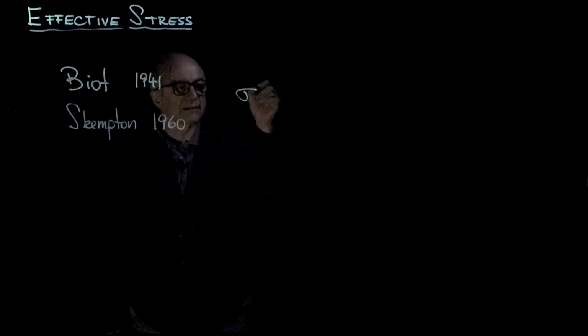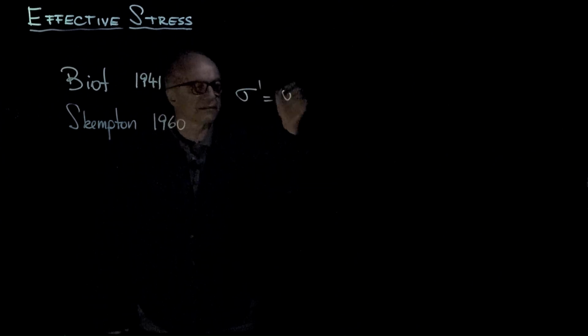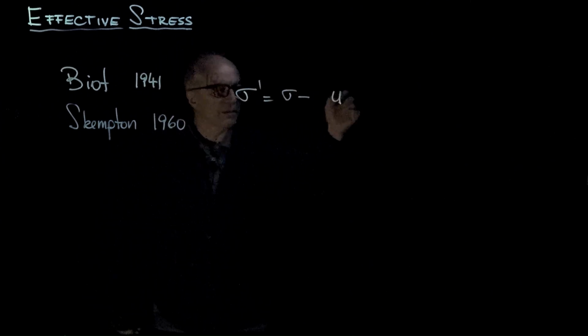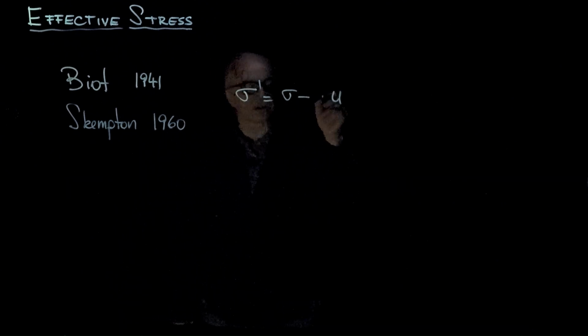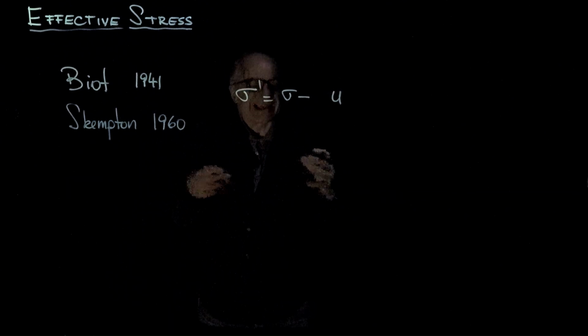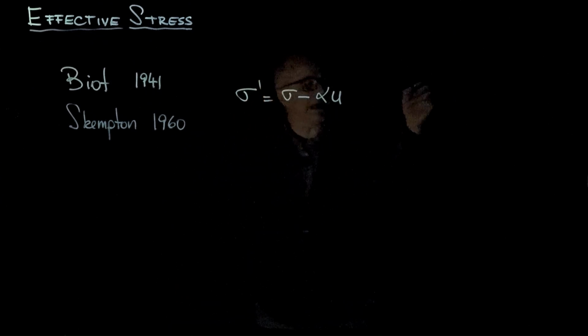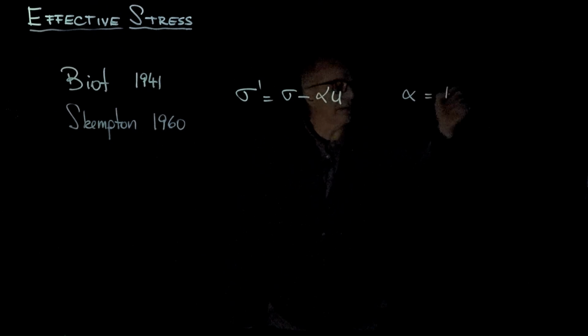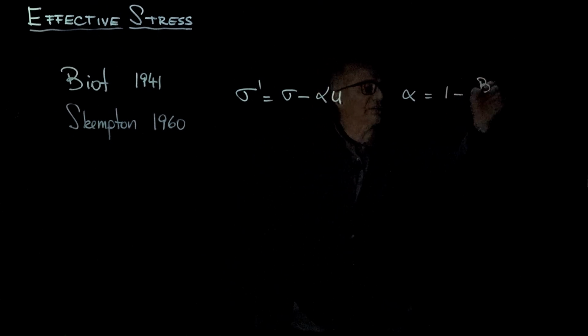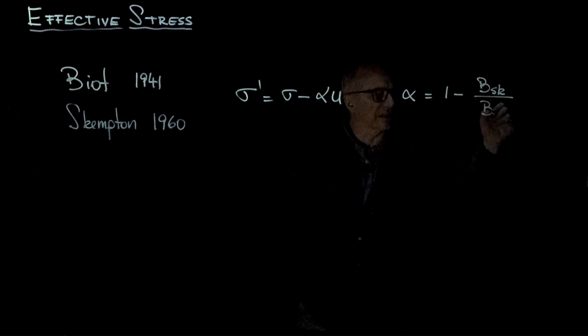This is Terzaghi's effective stress, but we're going to make a correction for the size of those contacts. And that is a correction alpha, where alpha is equal to 1 minus the bulk stiffness of the granular skeleton over the bulk stiffness of the mineral.